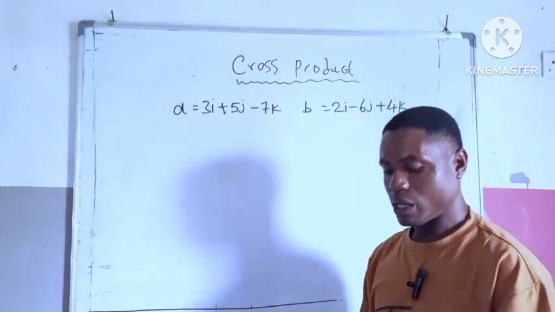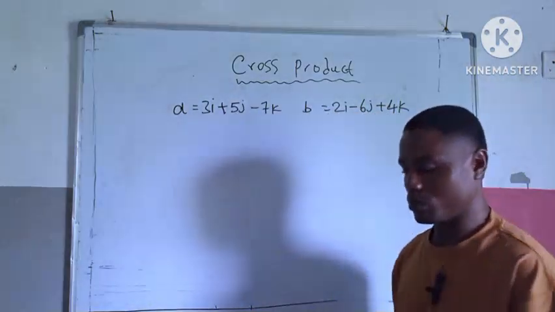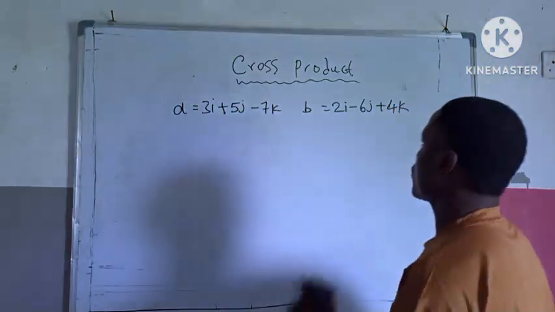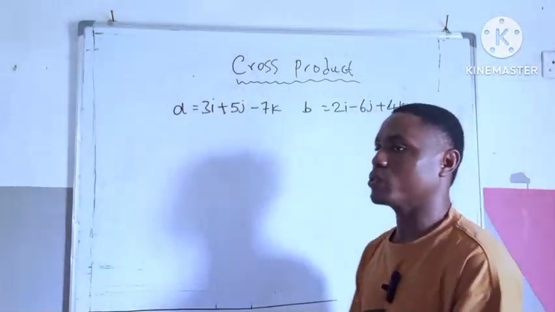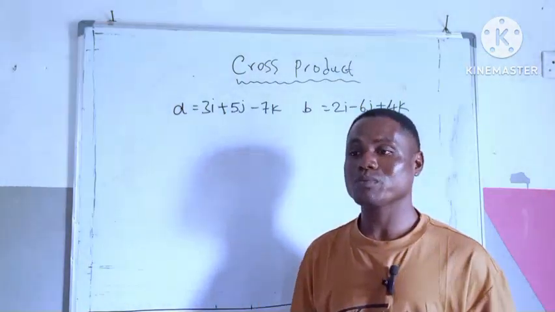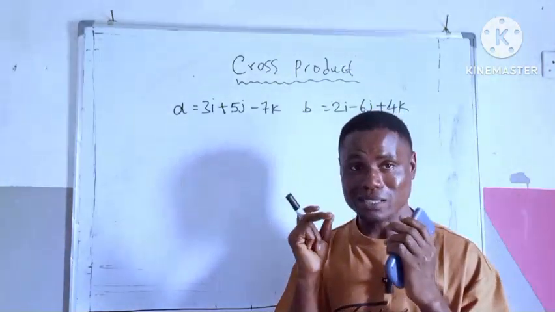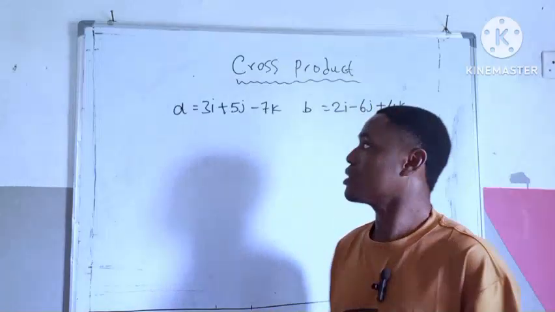Okay, so this will be the last one. Are you getting it? So, cross product. Now, this one is somehow tricky. So watch carefully. Don't miss any step. Are you getting it? Okay.